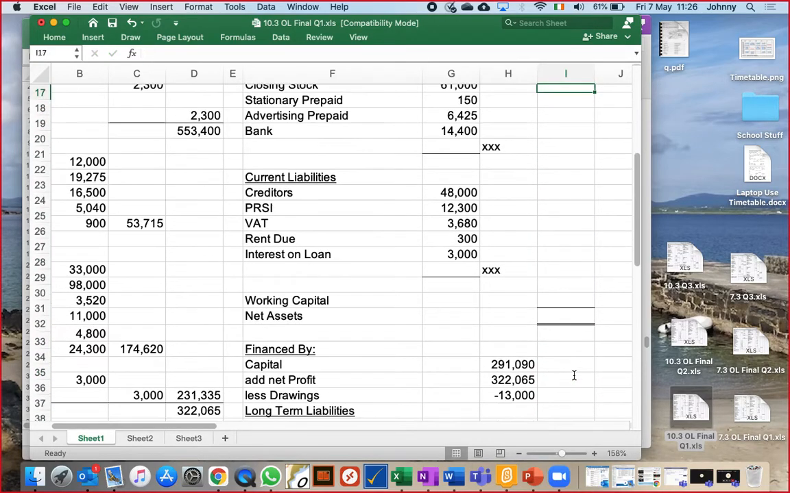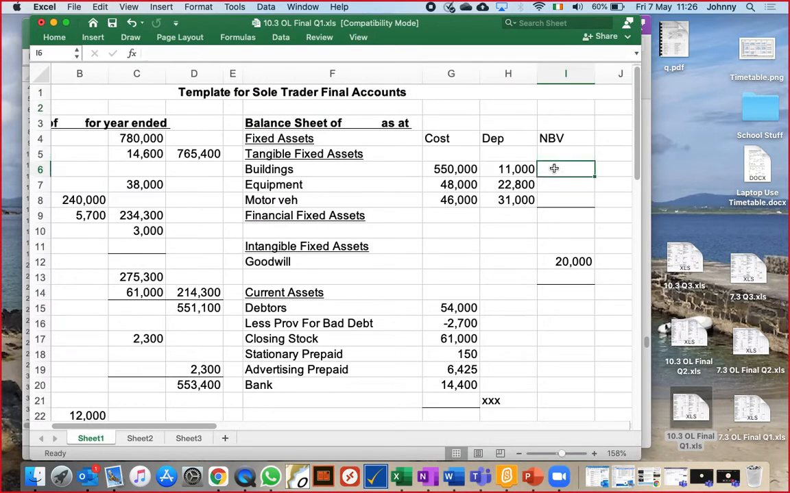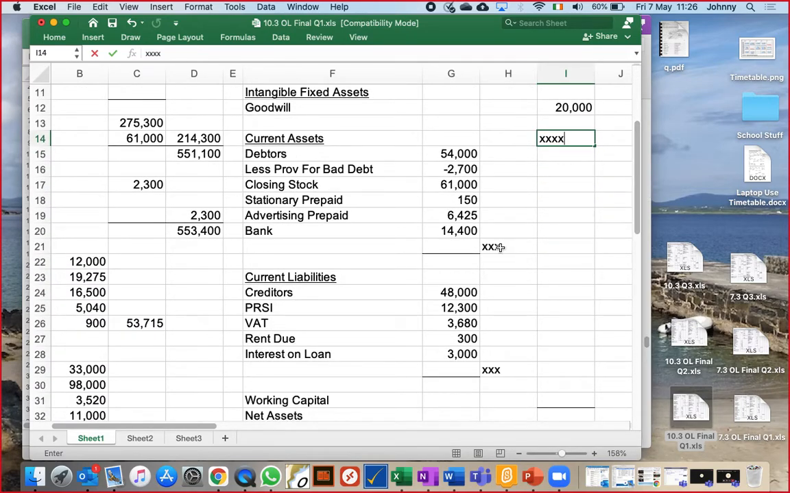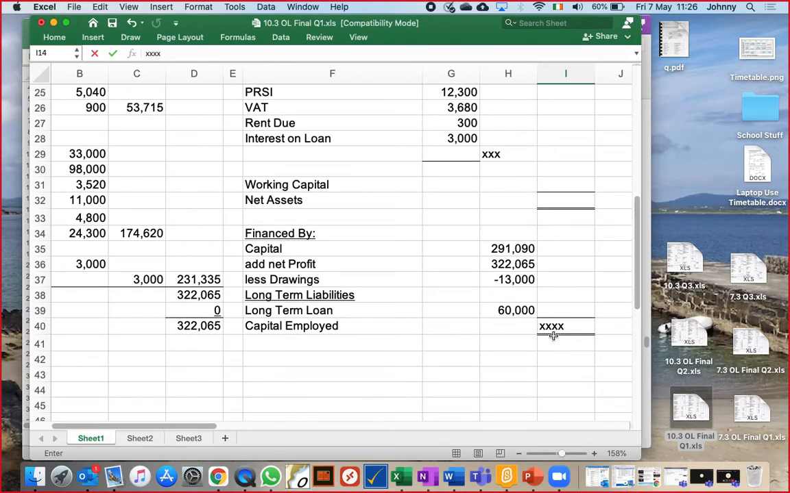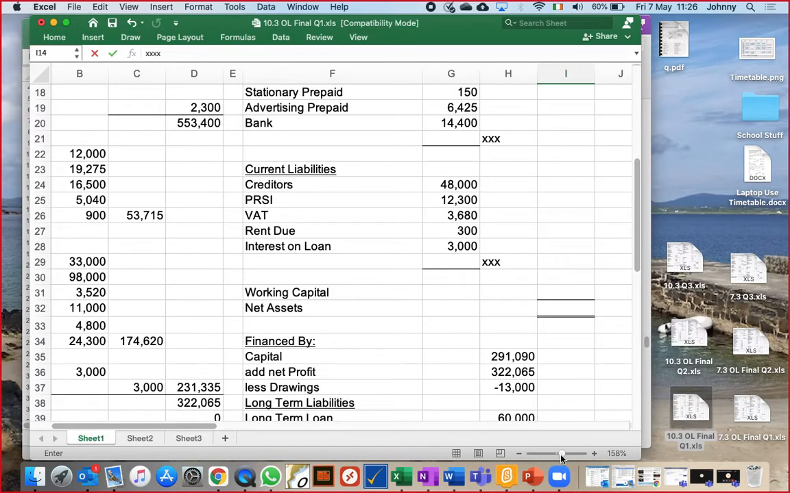Then up in my fixed assets, I'm going to calculate my net book value for all of them. Add all your net book values together and get a total figure for fixed assets, which goes in that column. So I get total for fixed assets, total for current assets, total for current liabilities, and a total for capital employed. We okay with that? Okay. Off you go. Can we try and calculate that?